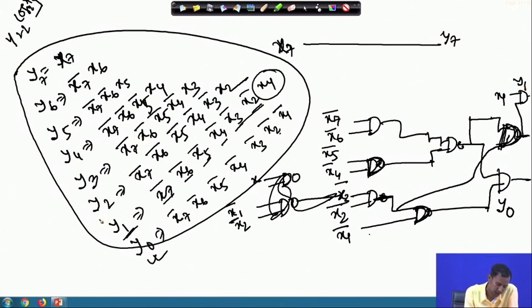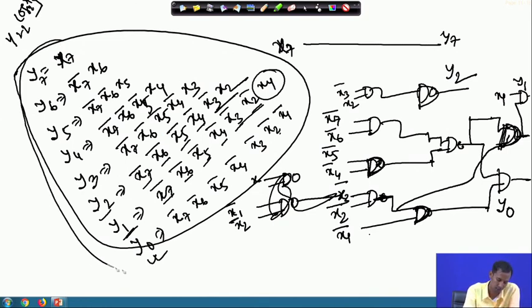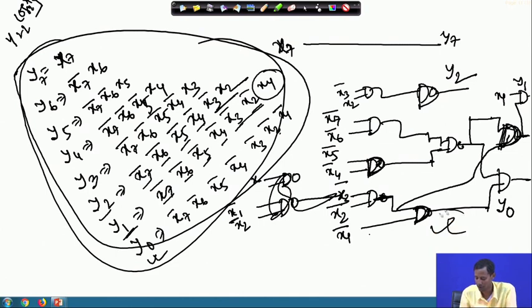Okay. For this y2, what I need is x7, x6, x5 and x4. Then what I need is x3 and x2. So, x3 and x2, again I have to do this with x3 bar and x2. So, then again I can implement this y2. So, in this manner, for this particular expression, using only AND gates I can implement it.